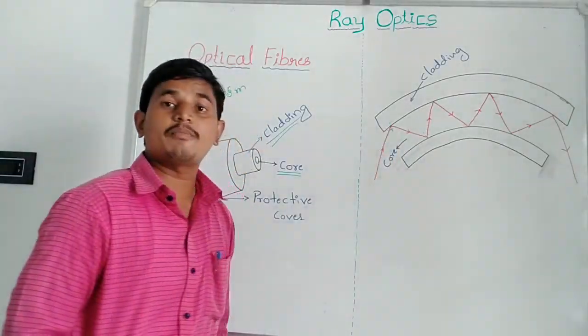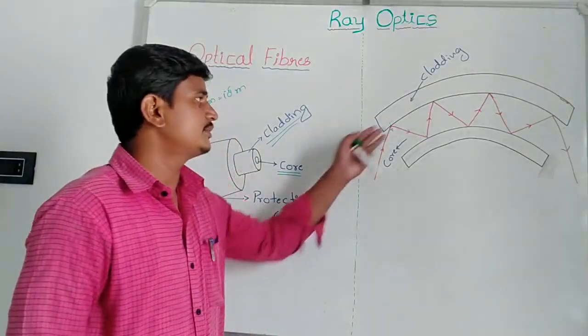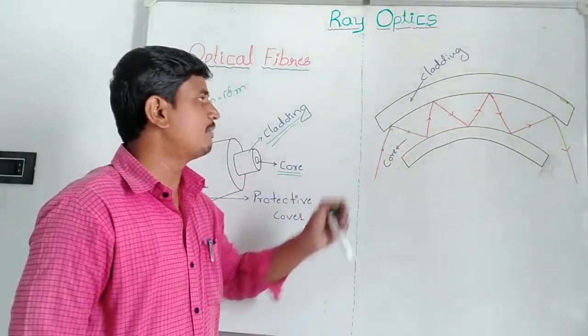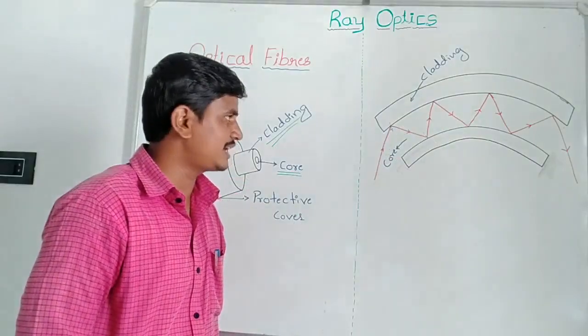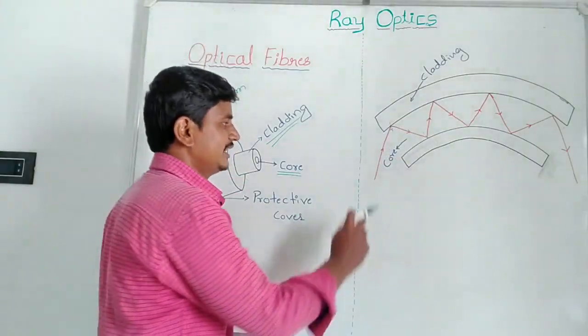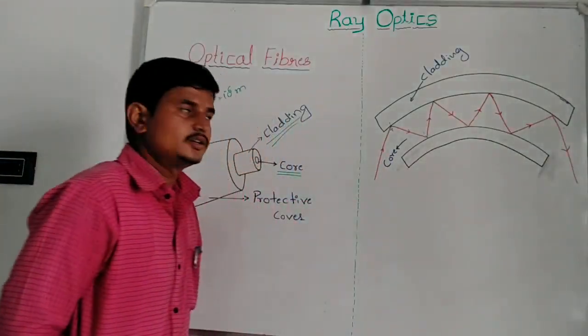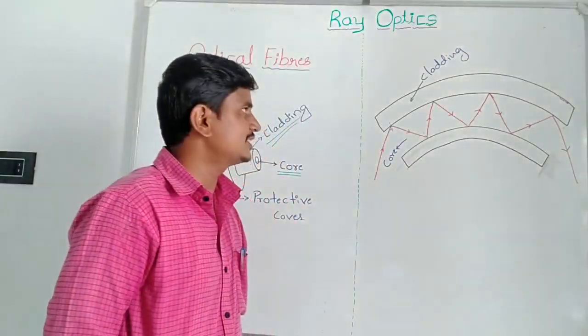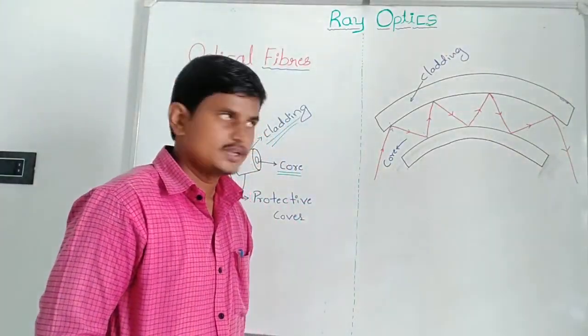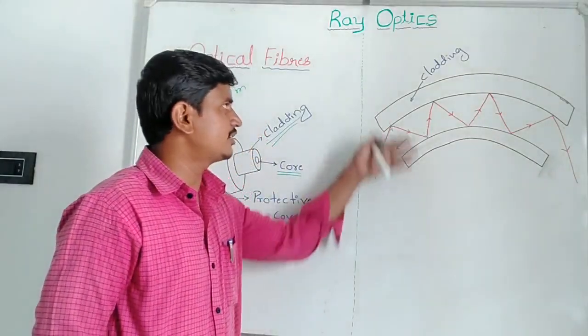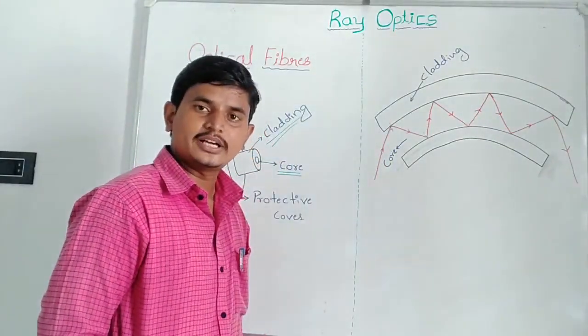Many total internal reflections are made here. That's why multiple total internal reflection happens. Finally the ray of light emerges from the other end after the many total internal reflections. So this is the working of the optical fiber.